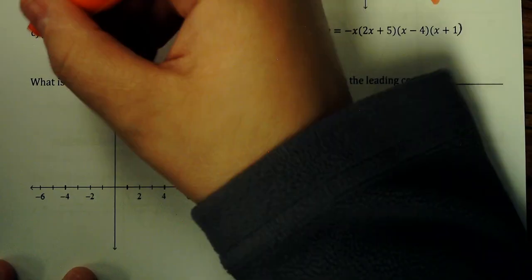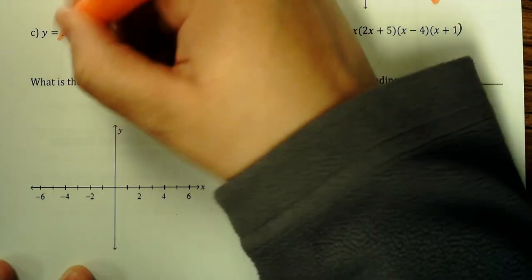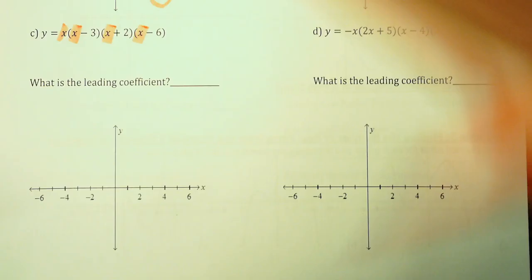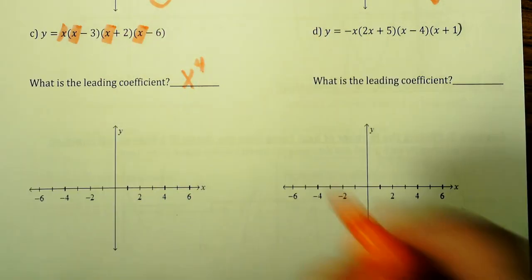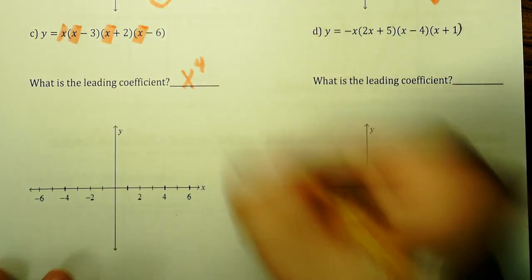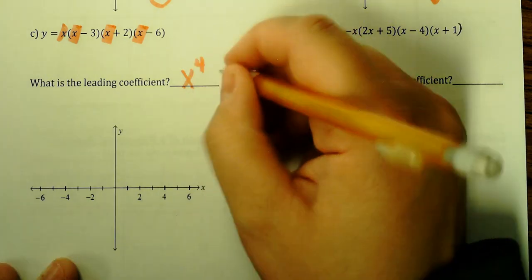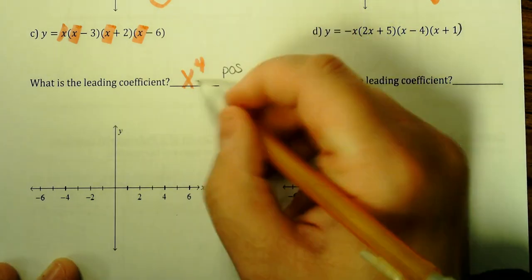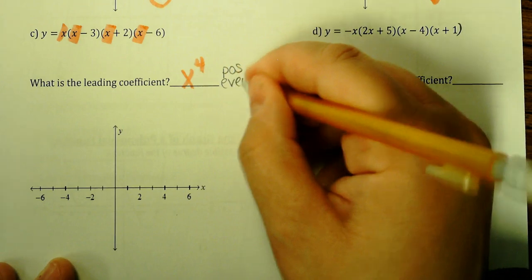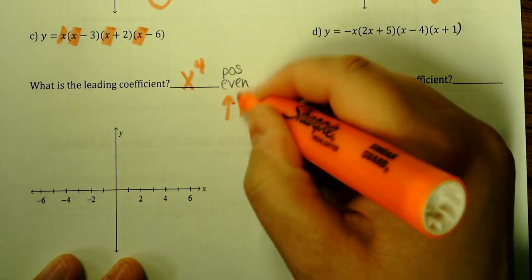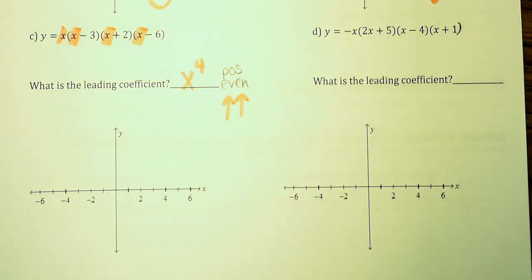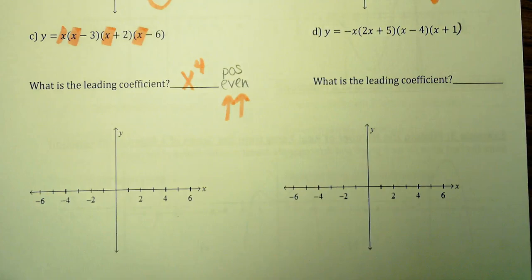All right, now I've got 1, 2, 3, 4. So if I multiplied that all out, we would end up with x to the 4th. So this is going to be just a coefficient of 1, so that's going to be positive. And now my exponent is even. And my end behavior for positive and even is just like a parabola, like y equals x squared. So both ends are going to point the same direction, which is going to be up in this situation.